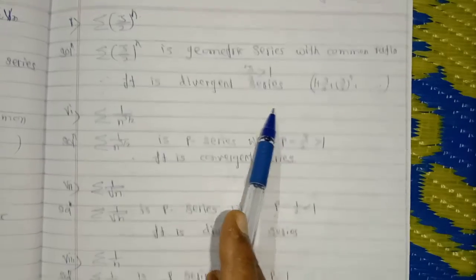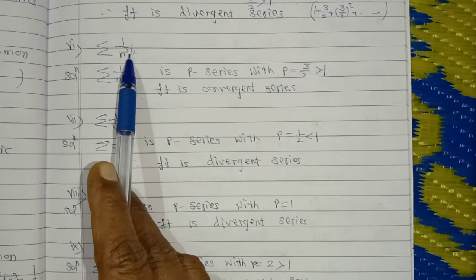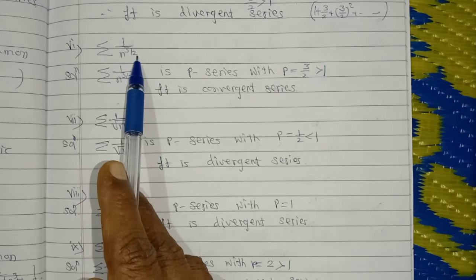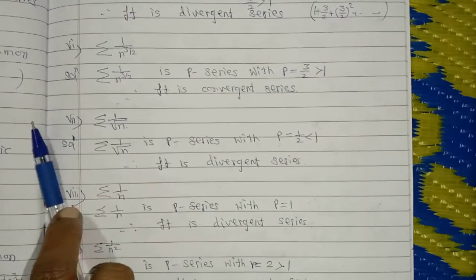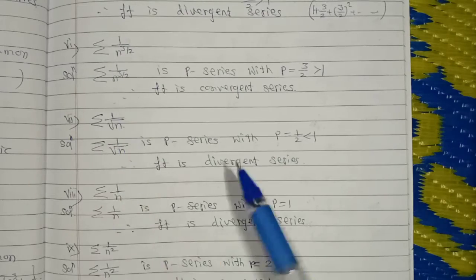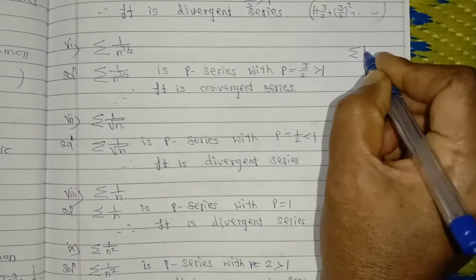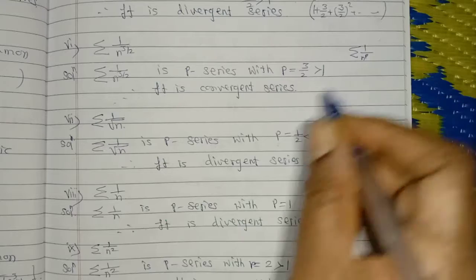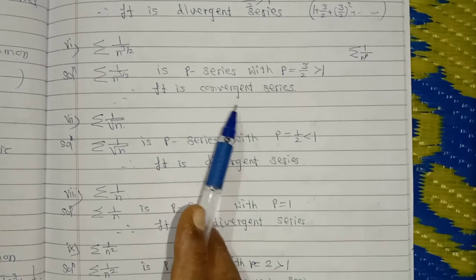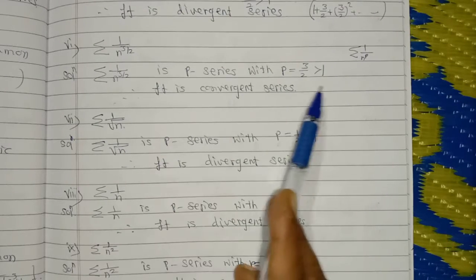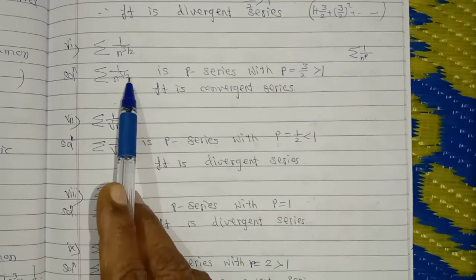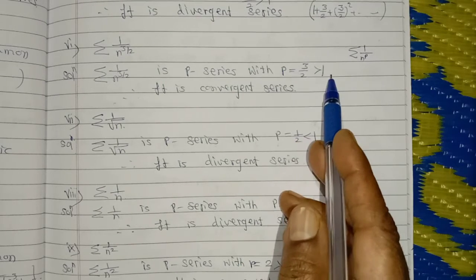Next series is summation of 1 upon n^(3/2). In the solution we write given series. It is a p series of the form summation of 1 upon n raised to p, and we know the result that p series is convergent if p is greater than 1. Here p equal to 3 by 2. 3 by 2 is greater than 1.